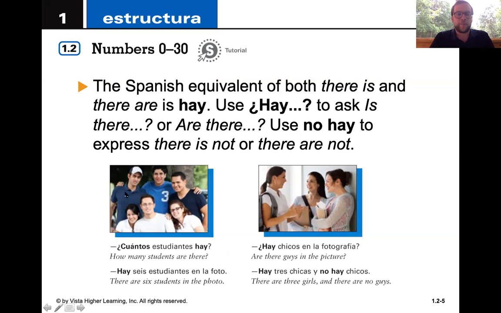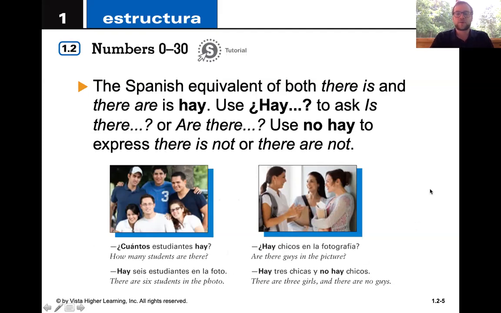So you can say how many students are there, but we can also just ask, are there students in the photograph? Or are there boys in the photograph? Are there chicos? ¿Hay chicos en la fotografía? No. No hay chicos. Hay 3 chicas. There are 3 girls, but there are not guys, right? Hay 3 chicas y no hay chicos, okay? ¿Cuántos estudiantes hay? Hay 6 estudiantes en la foto. In meaning in the picture, right?